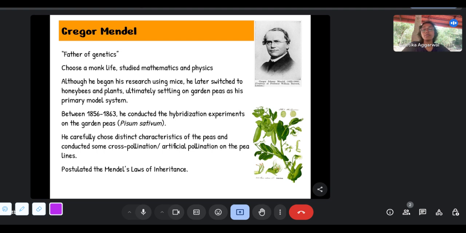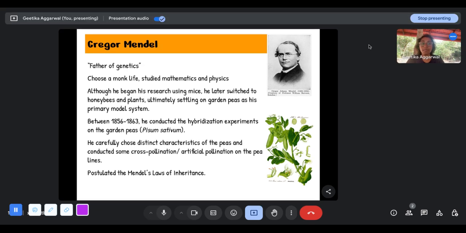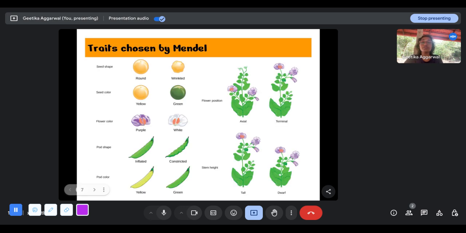You might already be aware of Mendel's laws of inheritance. We are all taught this in high school, but we will go through them once again today. So if you look at the traits that were chosen by Mendel, what traits was he looking at in these pea plants? He looked at seven traits. First was the seed shape.